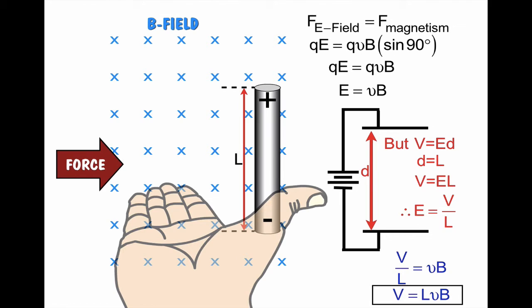So in other words, the potential difference that I set up in this wire when I move it across a magnetic field is proportional to the length of the wire, it's proportional to the velocity that the wire is moving, and it's also proportional to the magnetic field. It's kind of neat. Set up a little battery by swinging a wire through a magnetic field.